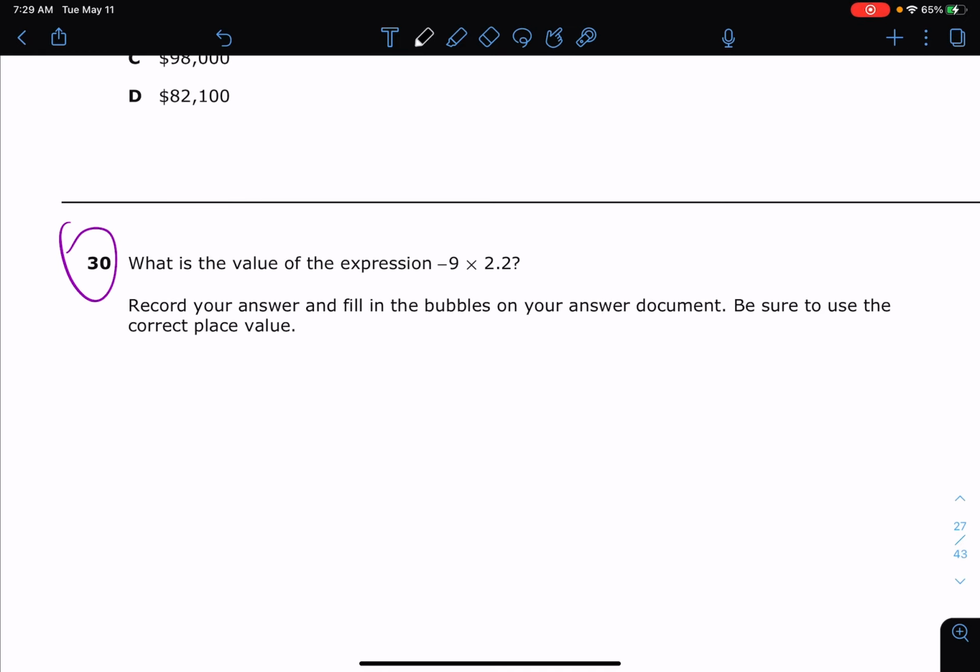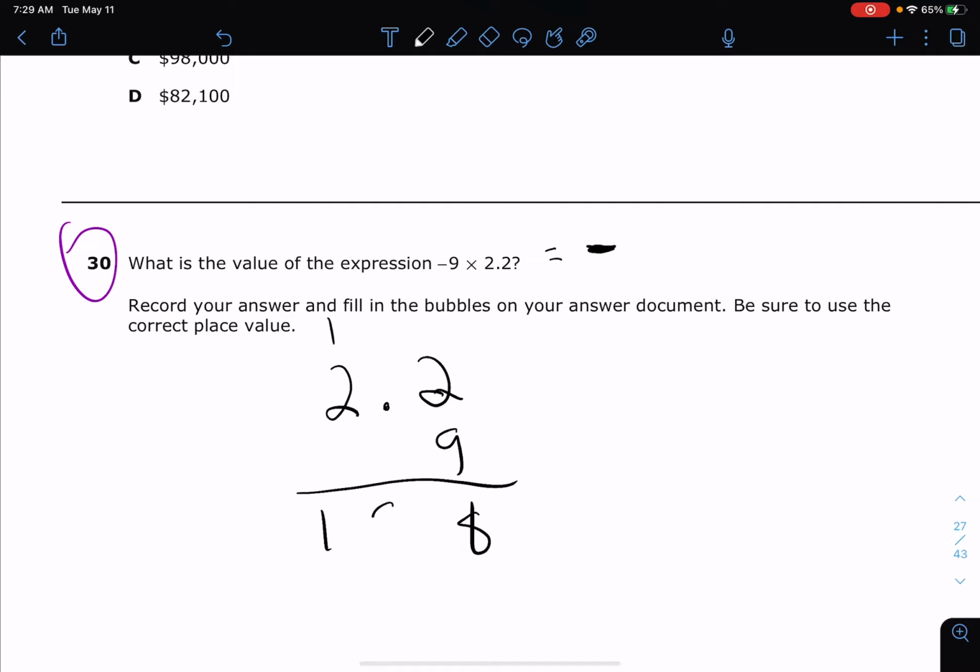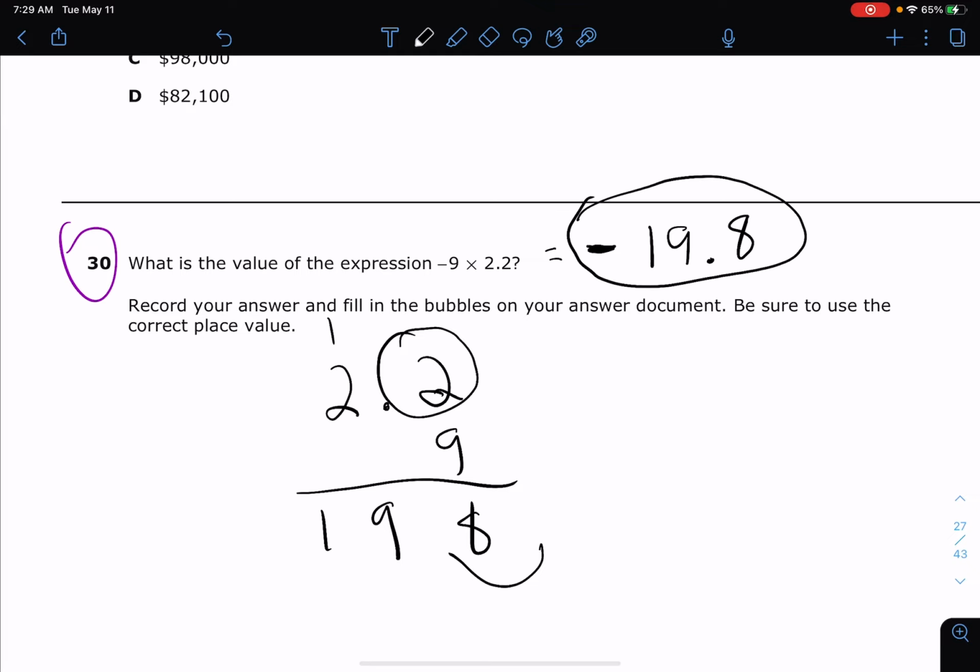This one's very, very easy. What is the value of the expression? ¿Cuál es el valor de la expresión? -9 times 2.2. What is negative times positive? Negativo por positivo. Remember, different symbols is negative. And now just multiply. Nada más están multiplicando. This is 18. This is 19. There's 1 behind the decimal. My answer is -19.8. Very easy. Just multiply.